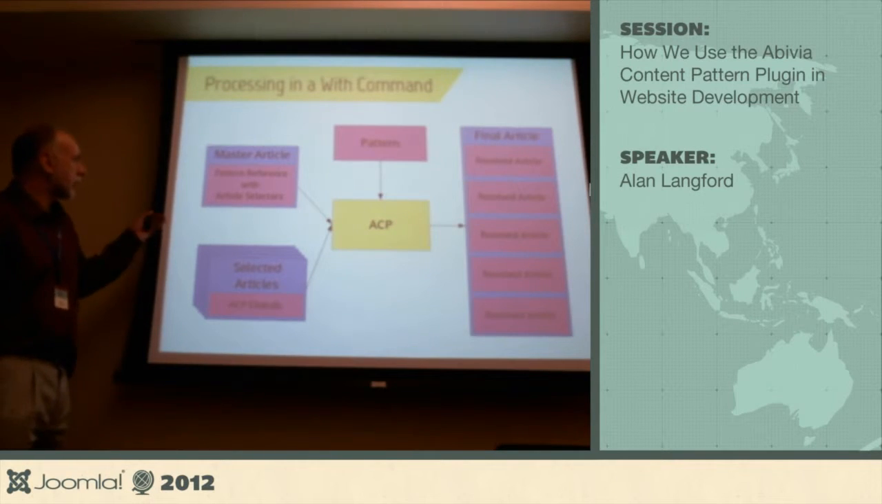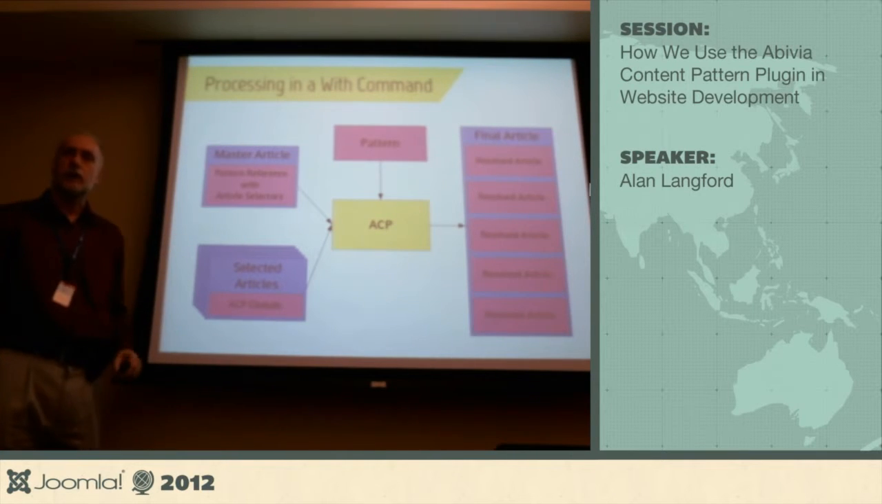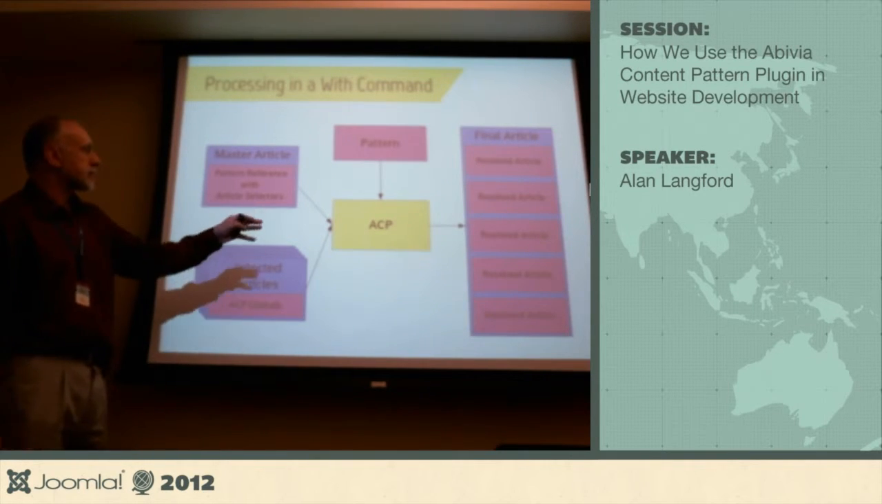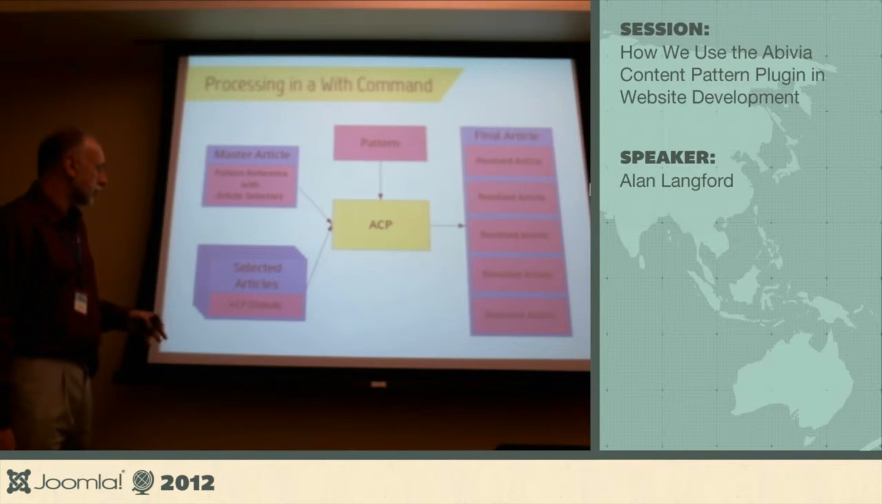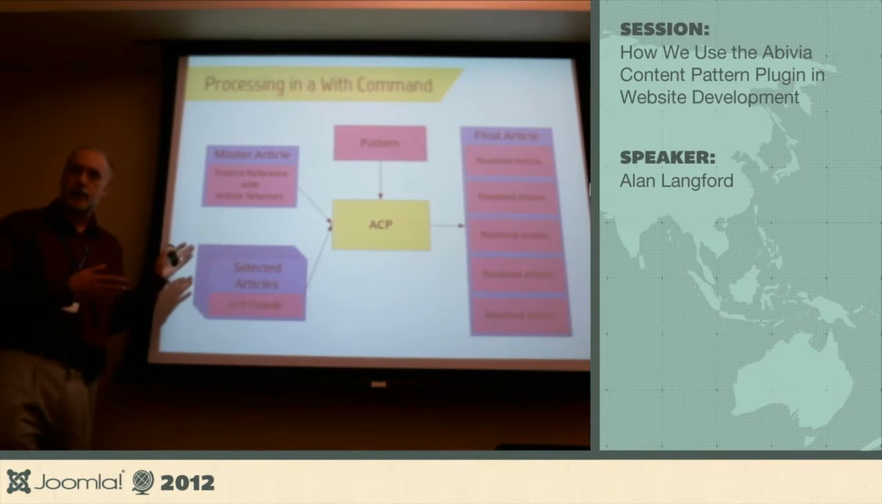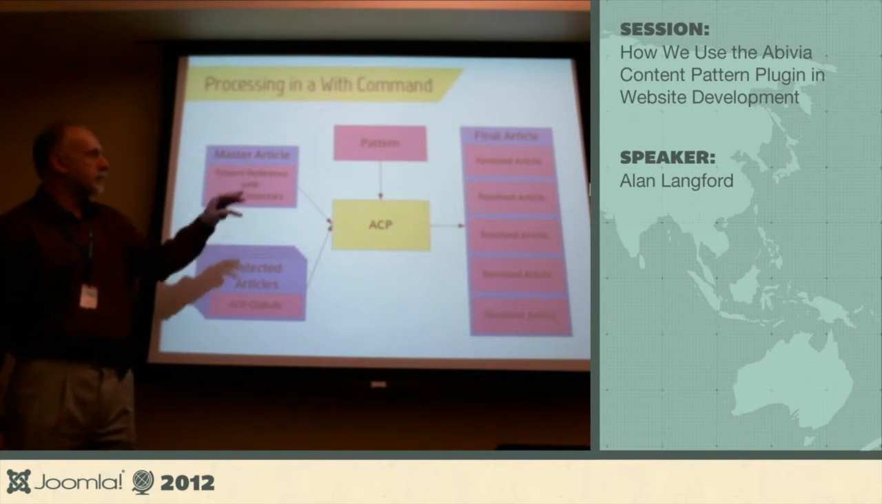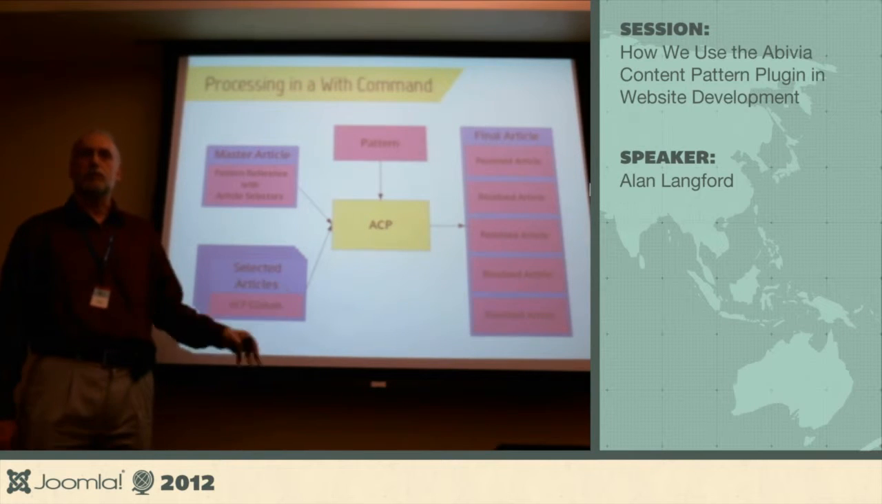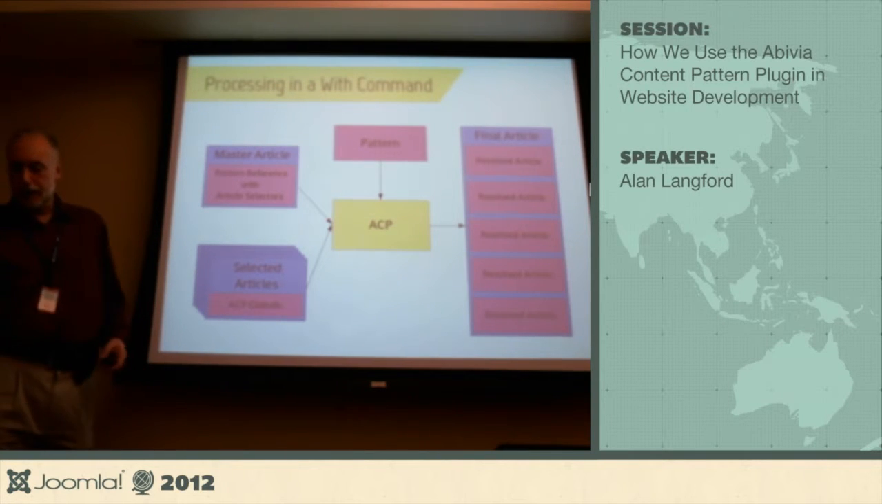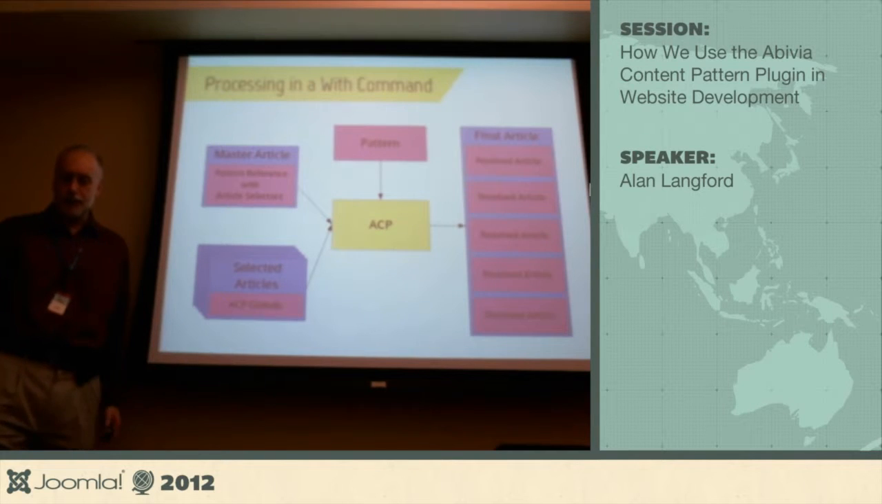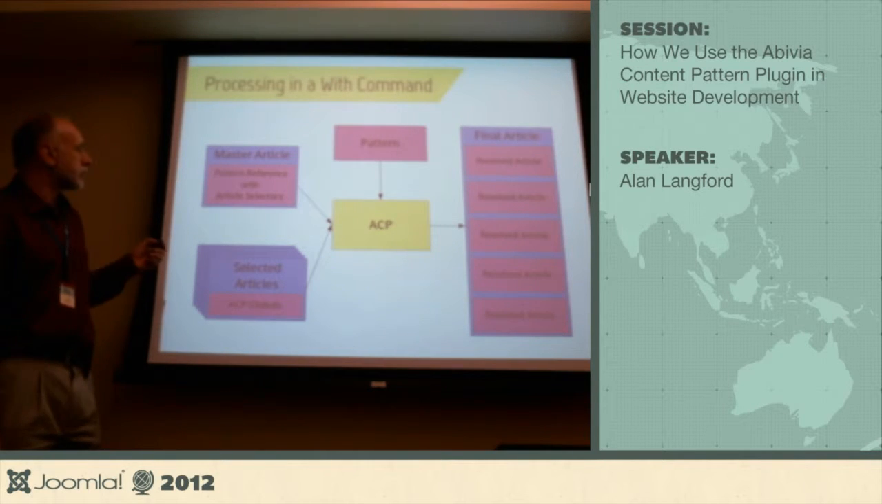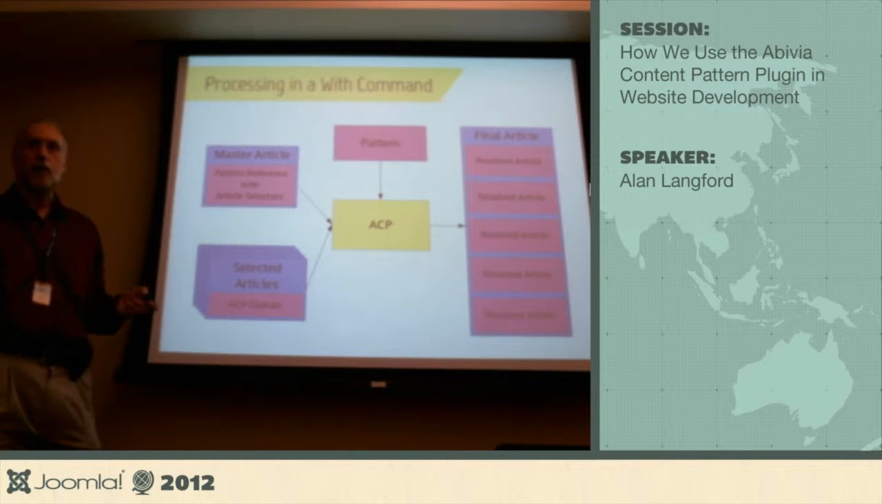You have a master article that says, this is the pattern I want to use, and I want to use it with some set of article selectors. ACP processes that, goes back out to the content table, grabs all the articles that match the selectors, pulls the values for the globals out, applies those to the pattern, and then injects the result back into the main article. I'll show you a good example of this coming up, but it allows you to do things that look like blog views with selected subsets of articles and do a whole bunch of other fun things.